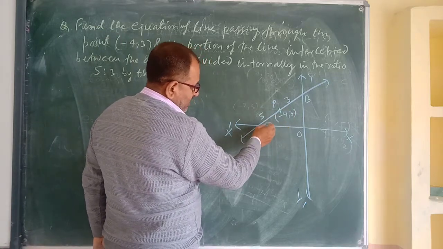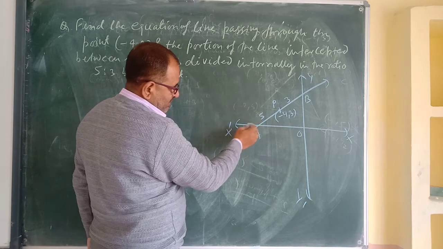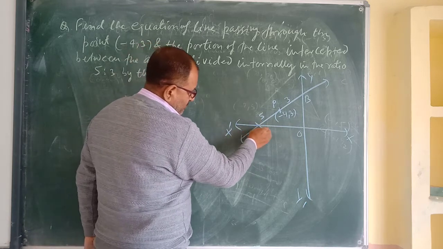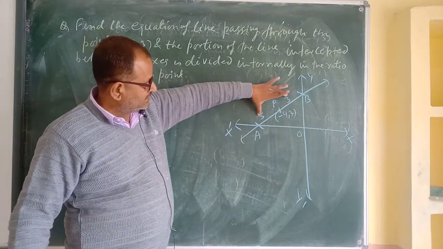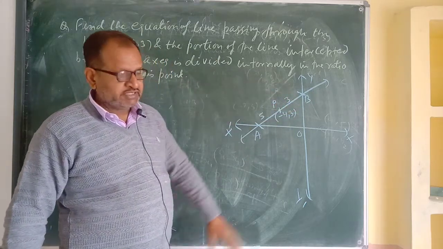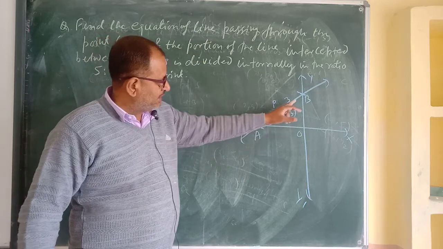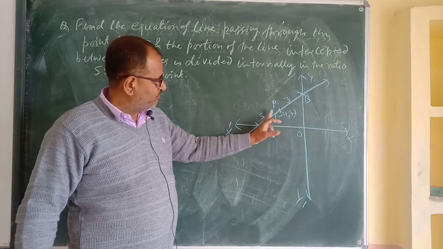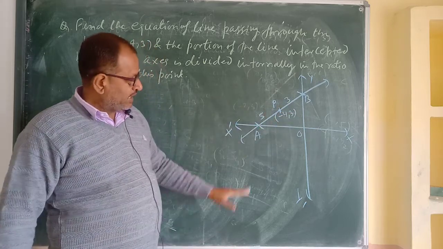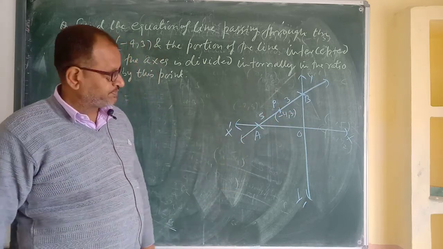It divides the intercept made by the line between the axes. The intercept is AB. AB is the intercept made by the line between the axes. This line segment AB is divided by the point (minus 4, 3) in the ratio 5:3, it is given. And we have to find the equation of the line.